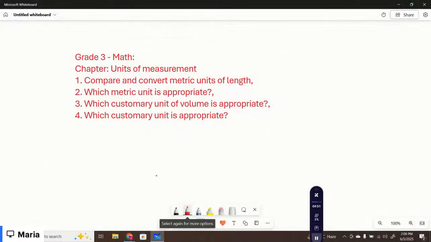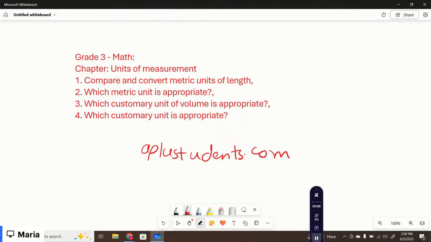You can find all the lessons of the students so far. You have to log in there using your email address and password provided by the administrator. Then you have to select math from the subject tab. Scroll down to grade 3 math and then click on view all lessons. There you can find a list of the chapters. We're going to start with the chapter unit of measurement.